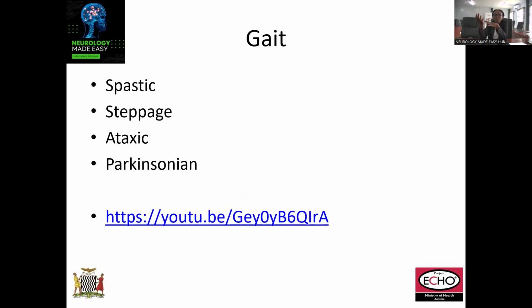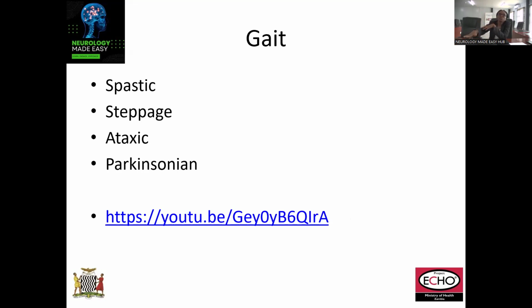And there are various gaits that you might be able to appreciate, including a spastic gait, one that we see in somebody who suffered a stroke, for example, a steppage gait, ataxia, and Parkinsonian gait. Again, this is a site where we can have a look at some of those gaits. I will not share them here right now. Suffice to say, a spastic gait, if you think about somebody who suffered a stroke, you might be able to see what a spastic gait looks like.